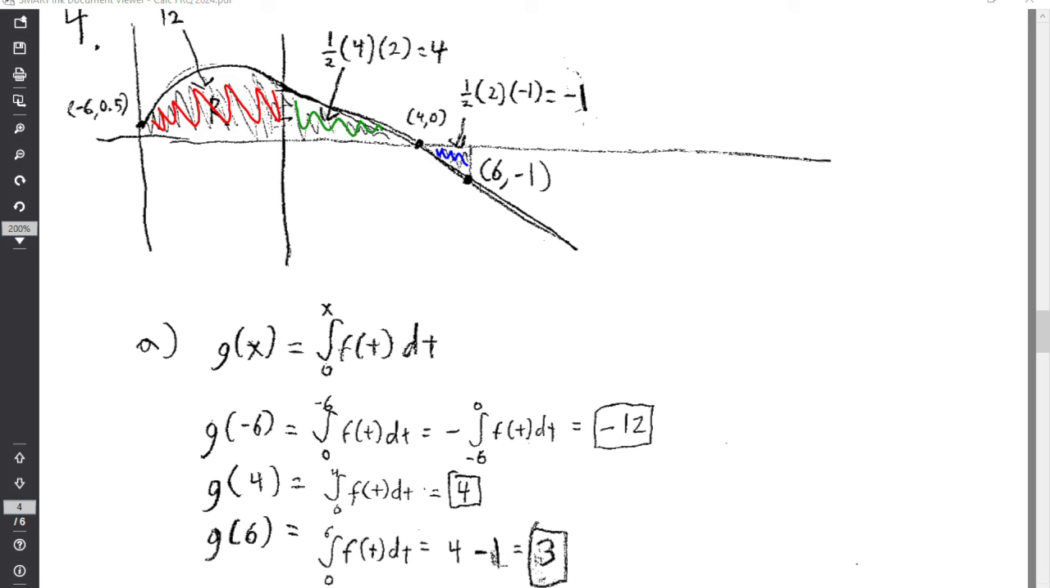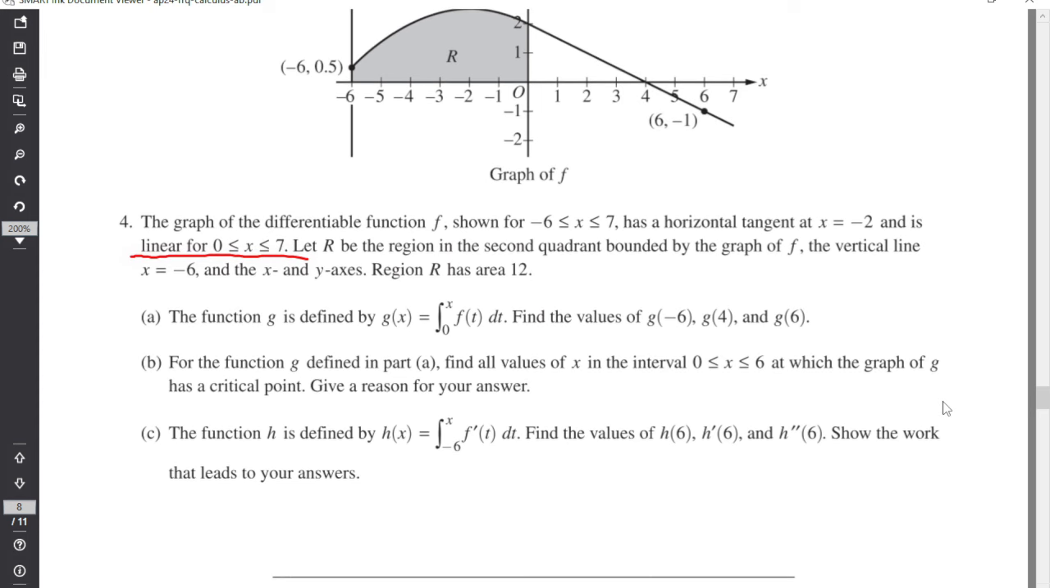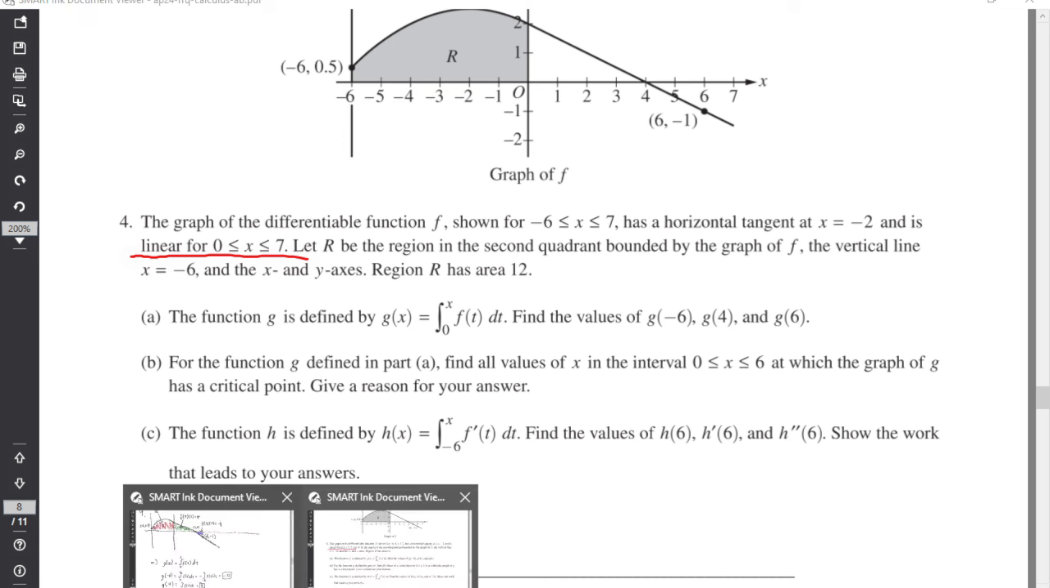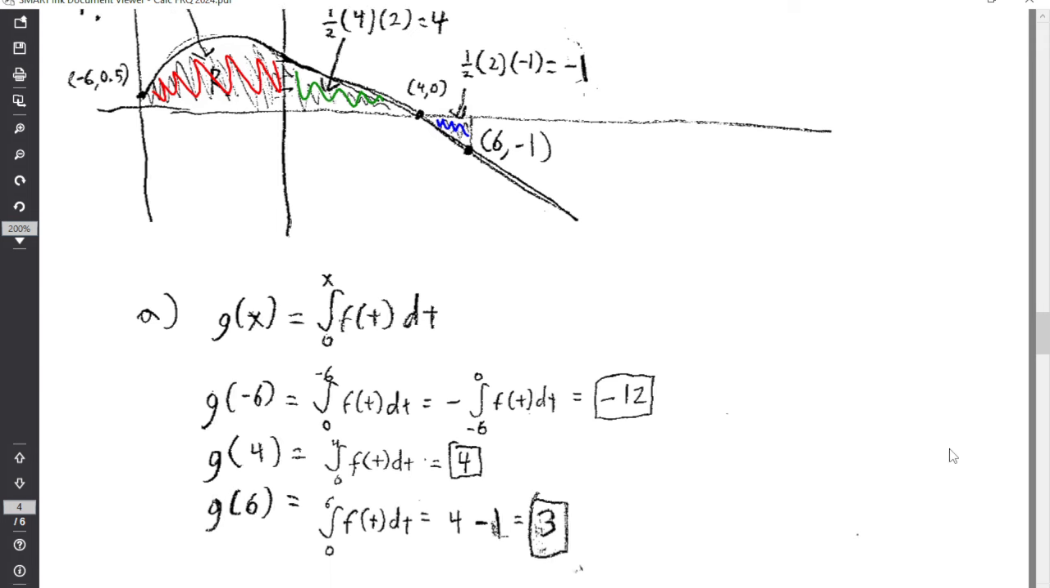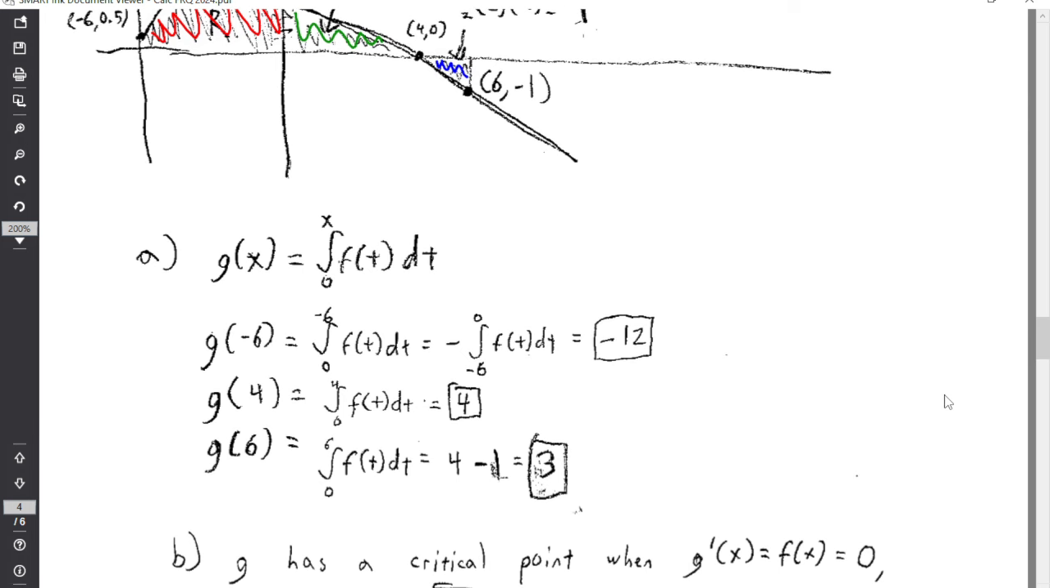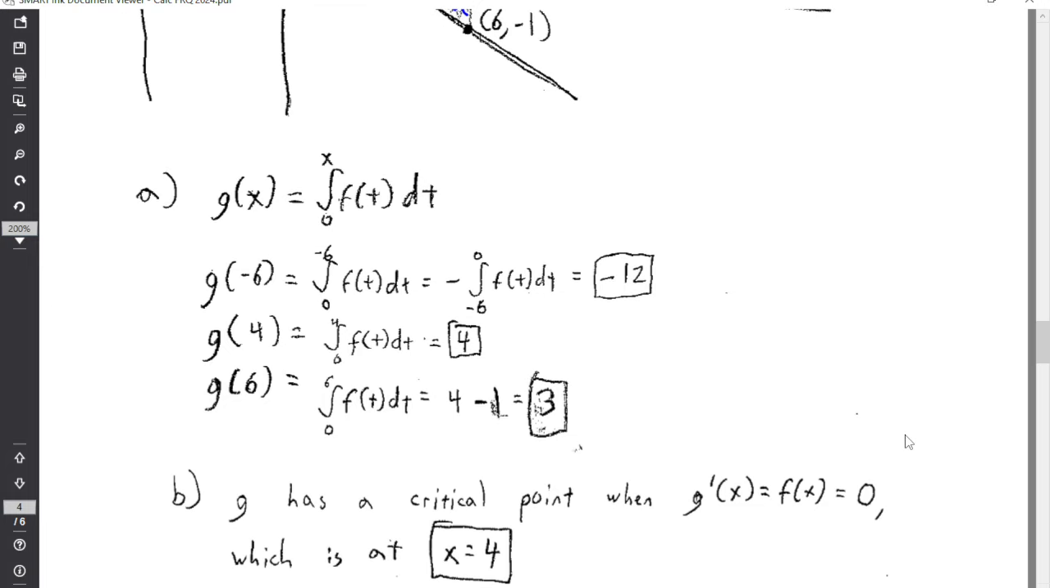Part B, we're being asked when does the graph have a critical point? So again, the critical point is when the derivative is 0 or does not exist. This is where we're going to say that g prime, the derivative of what we're asking for, is f. And we're looking for when that derivative is 0 or does not exist, but it exists everywhere. So really we're looking for when that g prime function is 0, which is at 4.